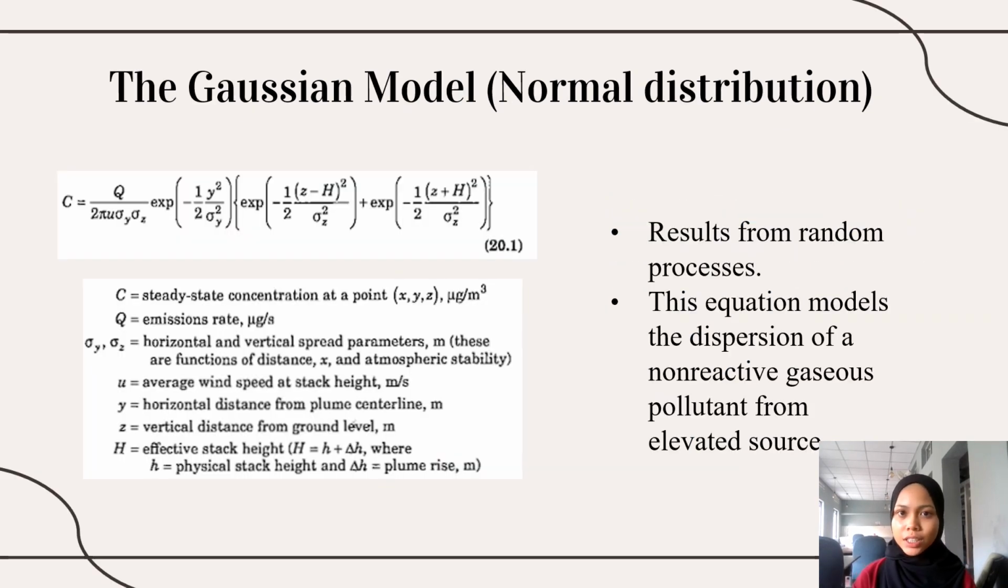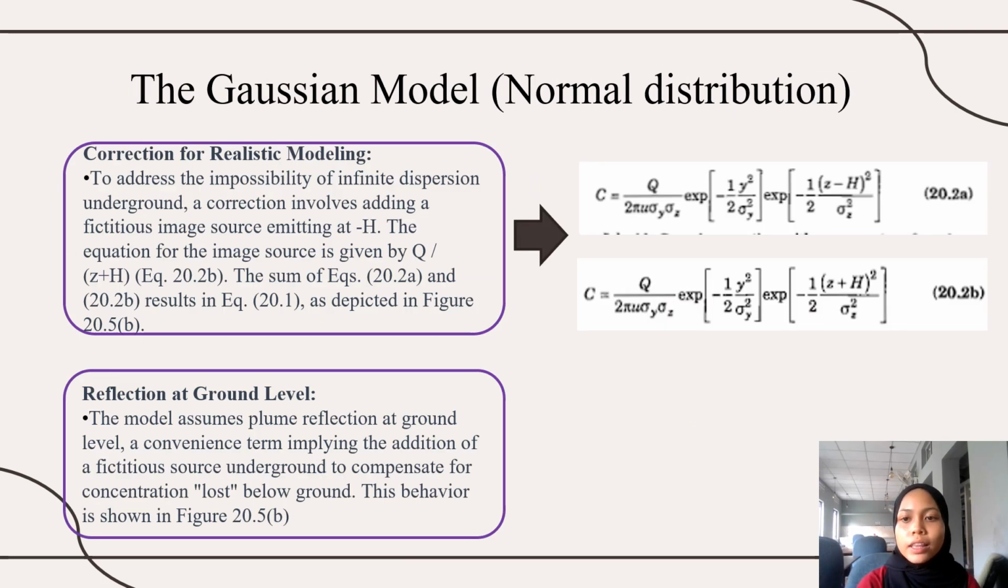So this is the equation in the Gaussian model, or what we call the normal distribution, and the equation is for the dispersion of non-reactive gas pollutants from the sources. There are two equations here, 20.2a and 20.2b, which are the correction for realistic modeling, and it is for infinite dispersion underground, and with both equations summed, we can get the equation in the previous slide.